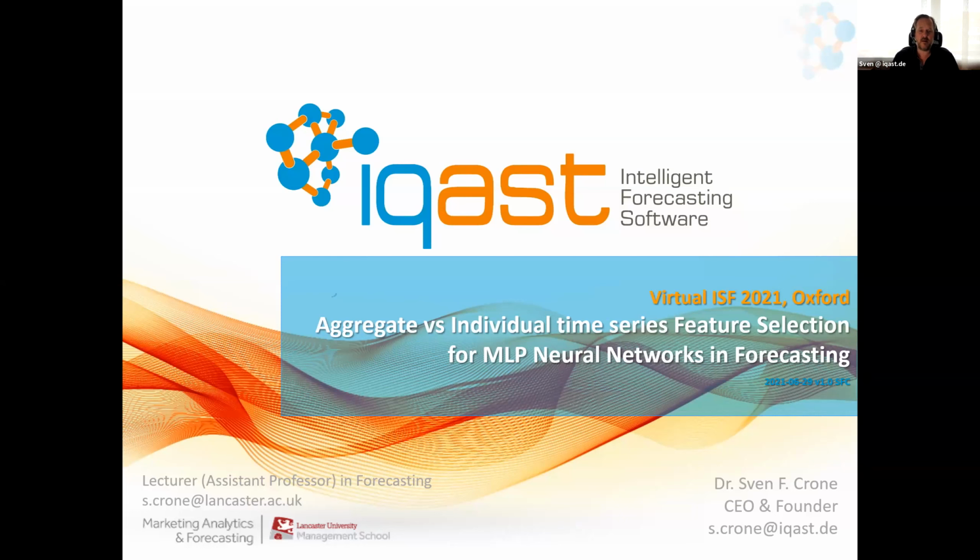I want to talk today about aggregate versus individual time series feature selection. I mean, feature selection is one of the most important topics. Oh, that's a lot of thumbs up. Thanks, guys. It's a very important topic in neural network specification for many years, but I feel that there's a massive gap with regard to the discussion of how to do feature selection.